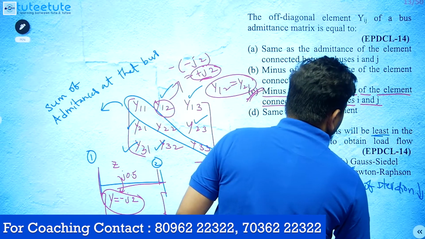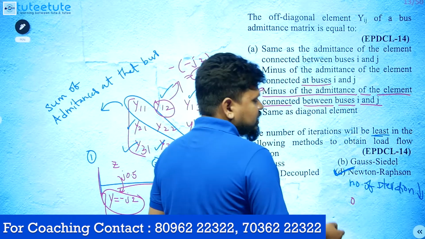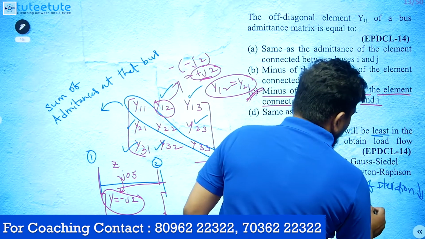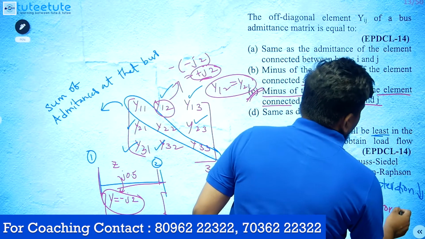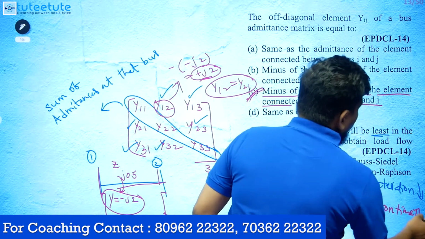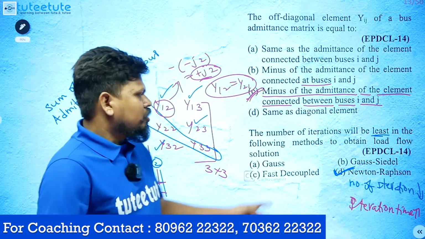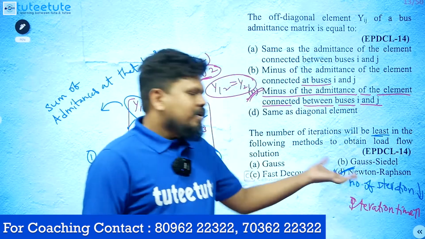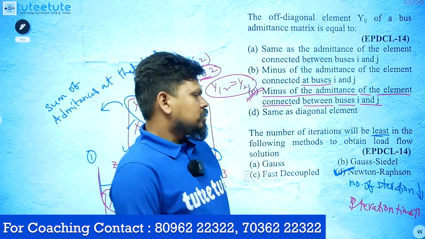Otherwise, the operating time, or iteration time, is more. Compared to any other method, the Newton-Raphson iteration time is more, but the number of iterations is less. That is the answer.